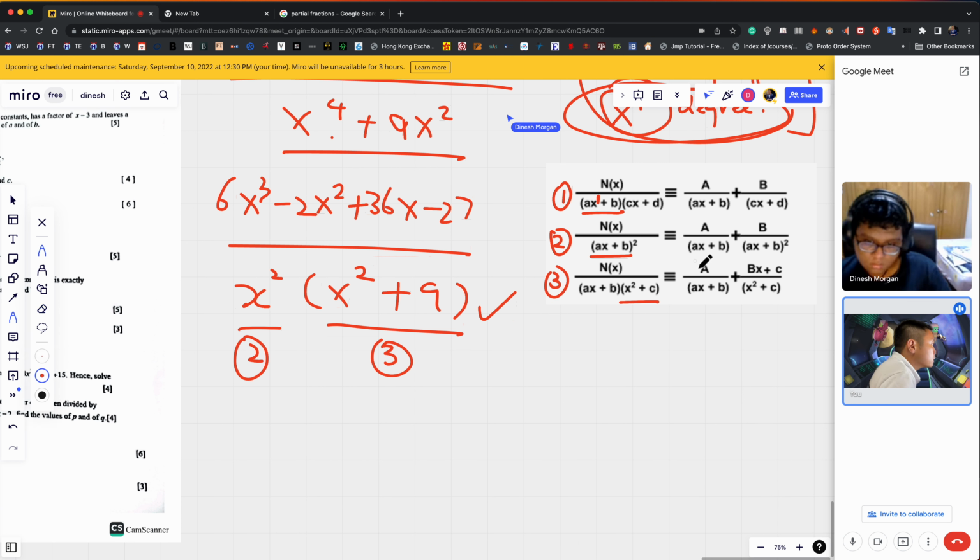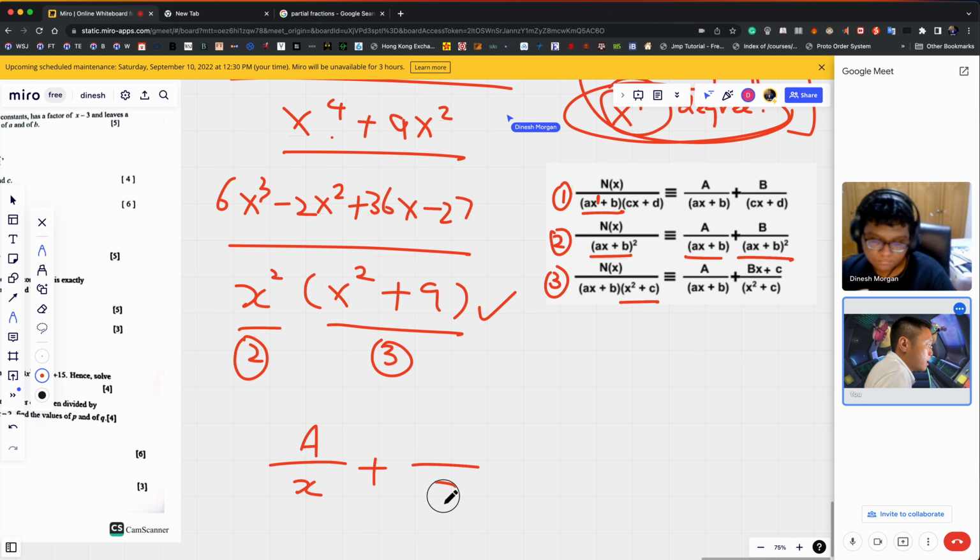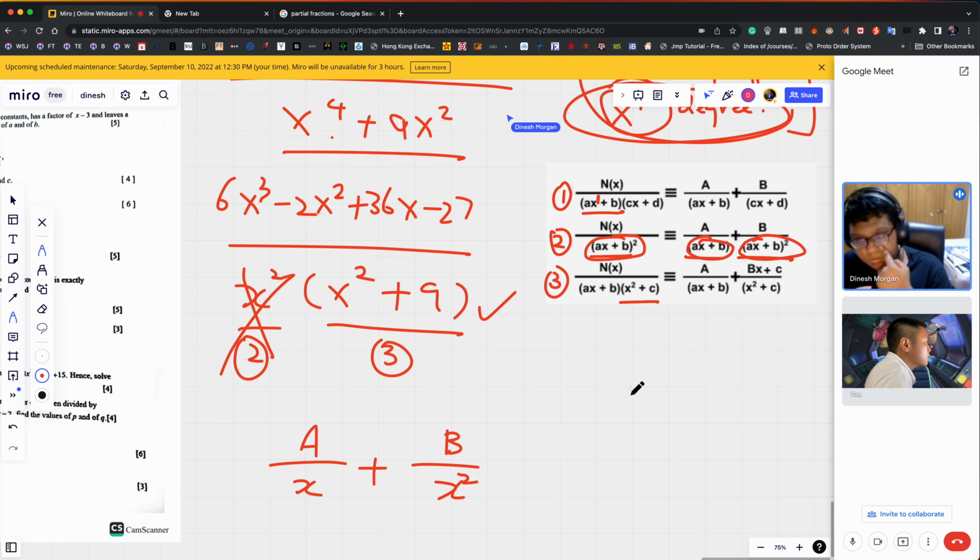Case 2 is this. So just use it, a over x plus b over x squared. You use the same thing, then you get it into degree 1. You just reduce the degree. Just see this as x squared. You will have x here and then x squared here. So that's how you make use of case 2.